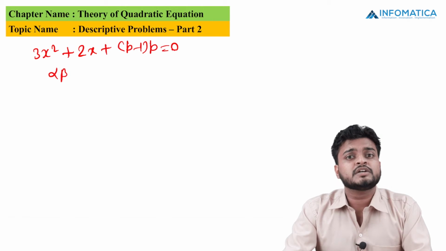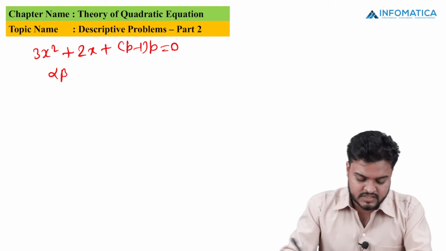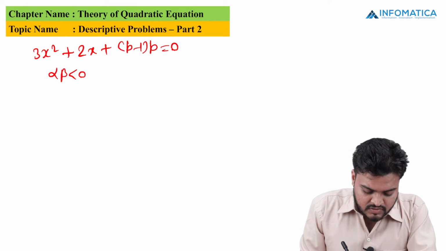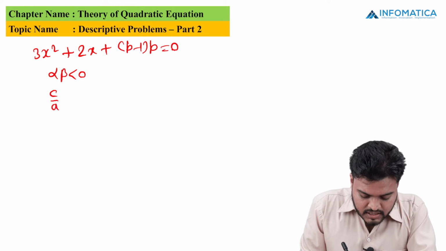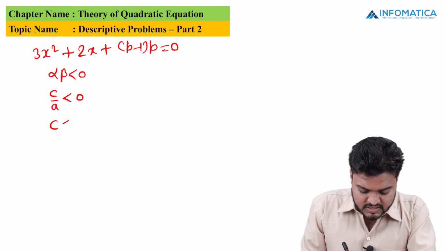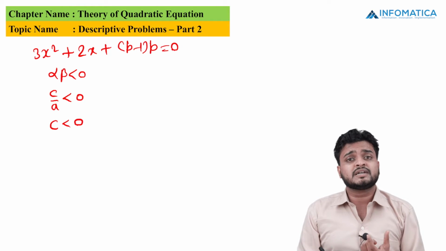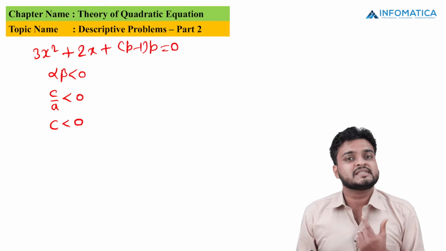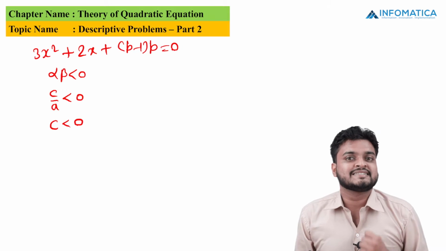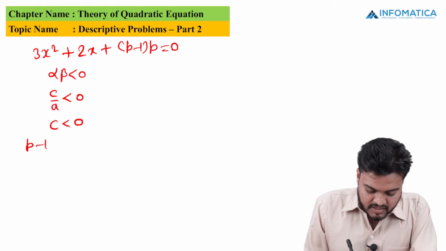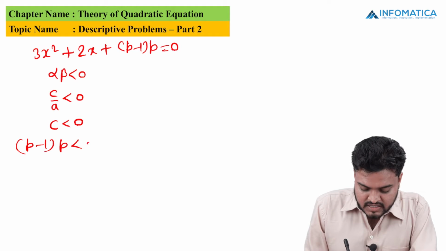If the roots of this equation are opposite in sign, then definitely the multiplication of roots must be less than 0, and I know the formula for the product of roots. This is equal to c upon a should be less than 0, or you can write it as c must be less than 0. So it is clear that if the roots of an equation are opposite, then it is necessary that the value of c must be less than 0. So here I can write it as (p minus 1) into p must be less than 0.